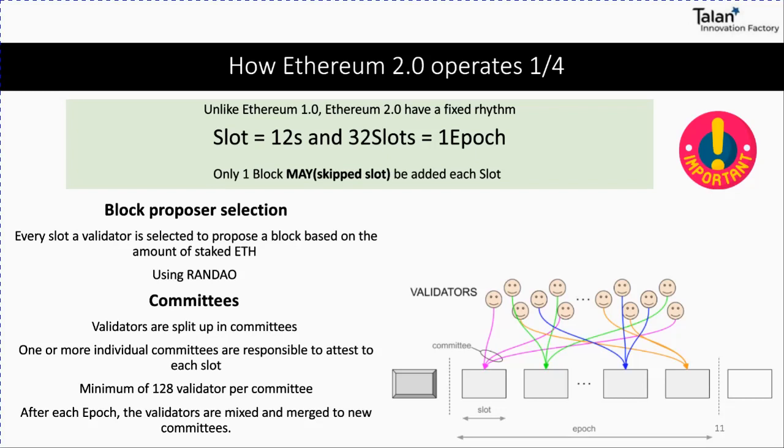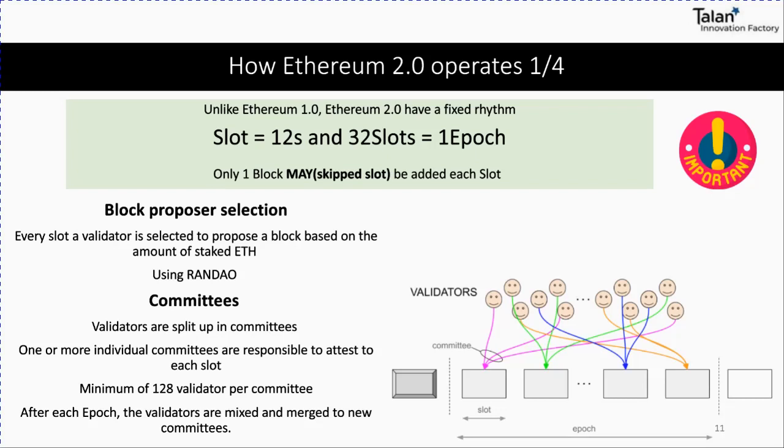Okay. So unlike Ethereum 1.0, Ethereum 2.0 has a fixed rhythm. I mentioned that before Ethereum 2.0, whenever we had an upgrade, we just mentioned the block in which the upgrade will happen, and we had no exact idea about when this will happen, I mean the time. Now we can just expect the exact time.